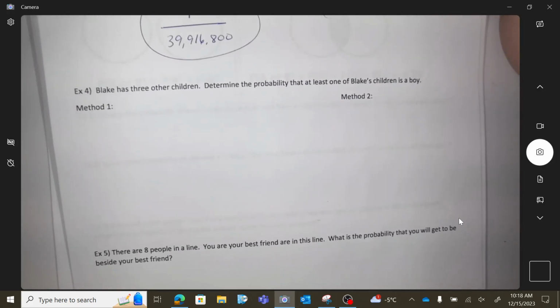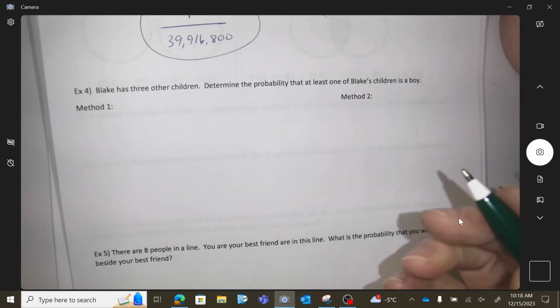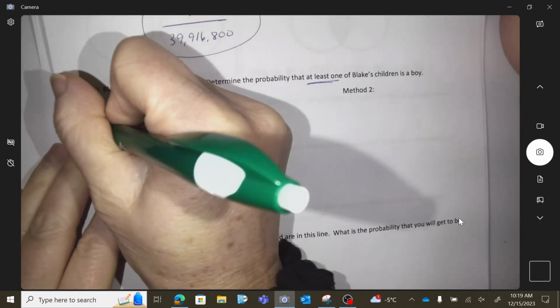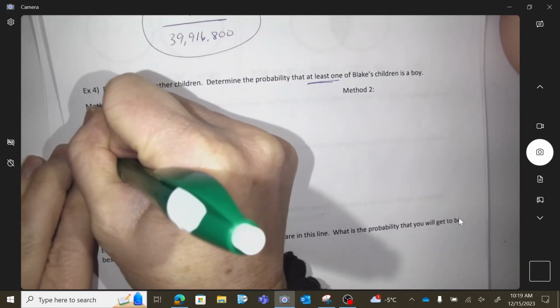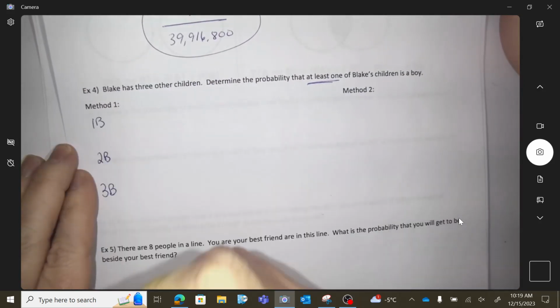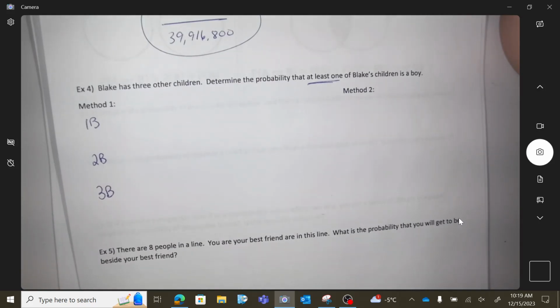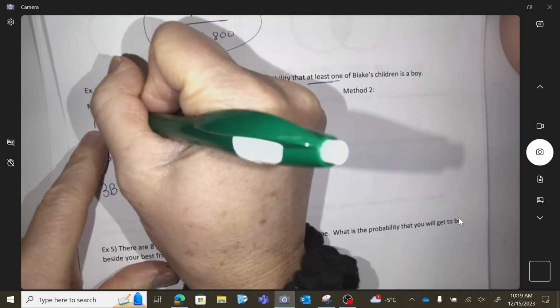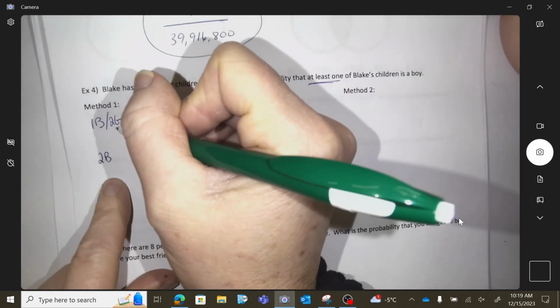Okay, Blake has 3 children. Determine the probability that at least one of them is a boy. Okay, so what does that mean when you say at least? You could have 1 boy and 2 boys. 1 boy, you could have 2 boys, you could have 3 boys. So FYI, if you had 1 boy, that would mean there's 2 girls in that family.